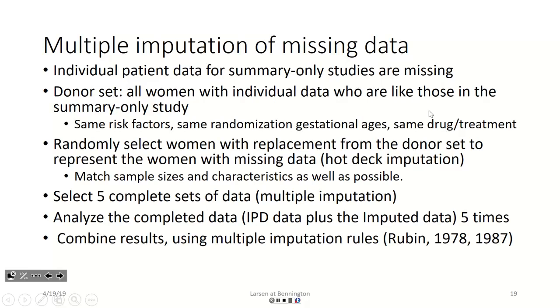We analyzed the completed data, the individual data we have plus 1 set of imputed data, to get an analysis. We did that 5 times. And then there are some rules for multiple imputation for combining those to represent uncertainty. If you just fill in the data and pretend it's all real, do it once, that's overly optimistic. If you do it 5 times and there's this extra variability, you capture that through a few rules. So that was kind of a novel idea.